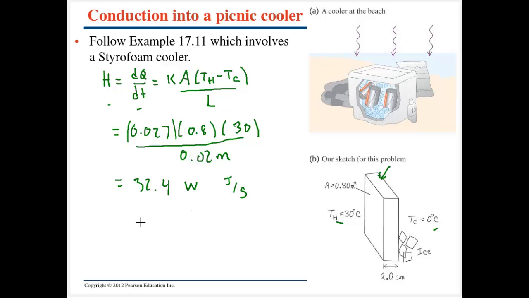Now the interesting thing is, suppose you know that the cooler sits out for 3 hours. You take this heat flow, multiply it by the time, converted into seconds, and you can figure out how much energy has flowed through the cooler. And if you were interested in figuring out how much ice was lost, it would be the mass of the ice multiplied by the latent heat of fusion of the ice. The book continues to work that problem, so I highly suggest you take a look at that.